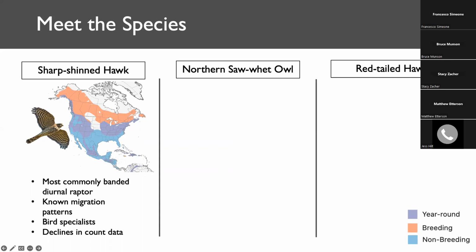And since they're eating at this kind of high trophic level, they may be more susceptible to biomagnification. And lastly, maybe most importantly, count sites across the US have noticed declines in this species, and the cause of it is not very well known. So this is a species of interest right now for us.